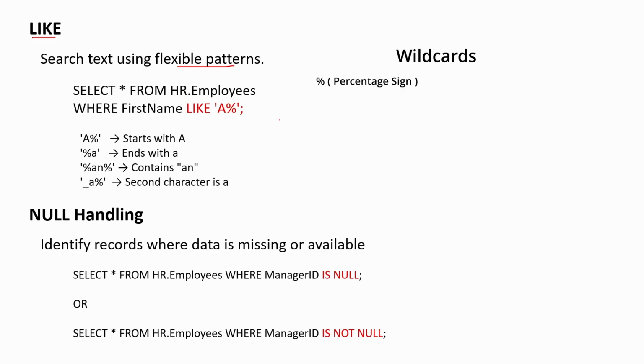The first one is the percentage sign. The percentage sign represents 0 or 1 or more characters. The second one is the underscore, and the underscore represents exactly one character. Let's understand all this with some examples.